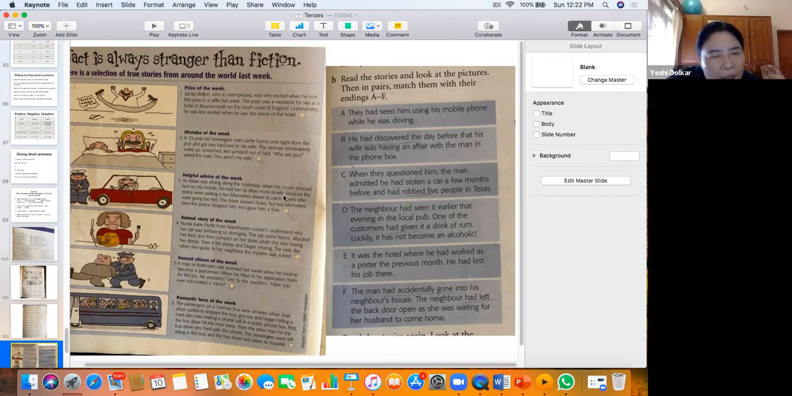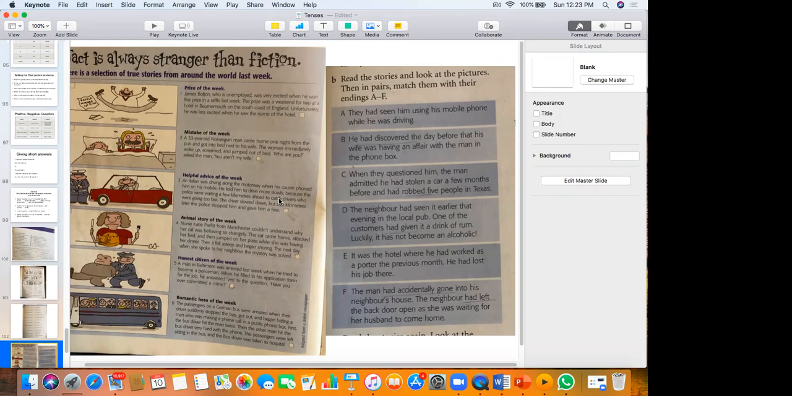Okay. Then here is an animal story of the week. Nurse Katie Parfitt from Manchester couldn't understand why her cat was behaving so strangely. The cat came home, attacked her bed, and then jumped on her plate while she was having her dinner. Then it fell asleep and began snoring. The next day, when she spoke to her neighbor, the mystery was solved.